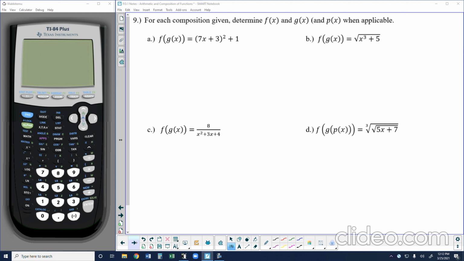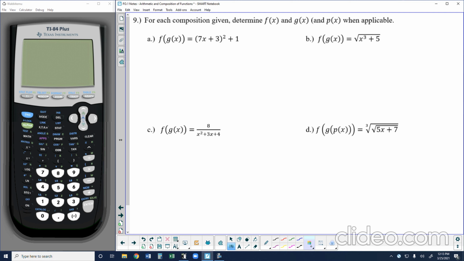So if we take a look at problem number 9, it says for each composition given, determine f of x and g of x and p of x when applicable. So in A, we have f of g of x equals the quantity 7x plus 3 squared plus 1. In this instance, there's a few different answers that we could possibly have.